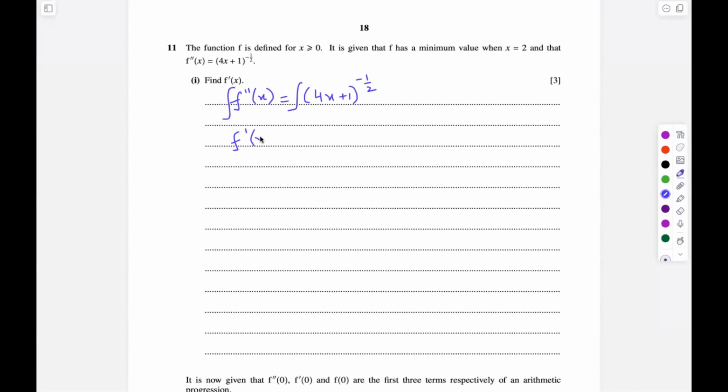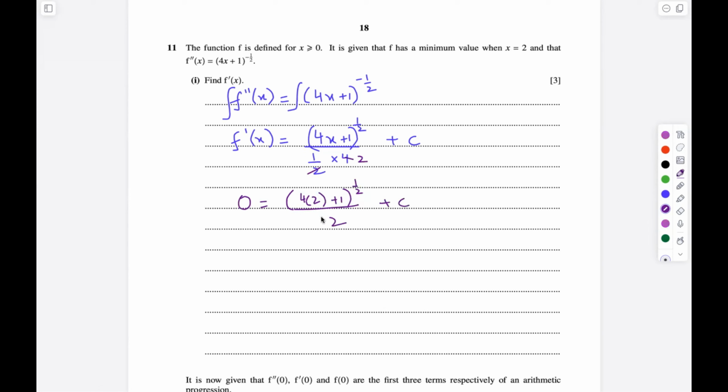So f'(x) will be equal to, so we'll increase the power by 1, so that will become 1/2. We'll divide it by the new power, which is 1/2 into 4, and we'll add a constant plus c. Now it says that the minimum value when x = 2 means that f'(x) will be 0 when x = 2. So this will cancel out and become a 2, and we'll substitute x = 2 over here. So that will become (4 × 2 + 1)^(1/2) / 2 + c.